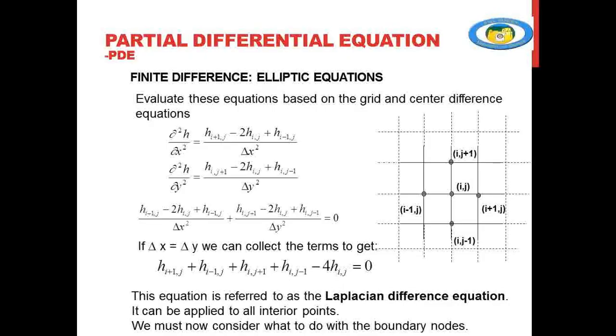And for simplicity, if you assume delta x and delta y to be the same, it will just give you this Laplacian difference equation. So 5 nodes are involved here, so we typically call this the 5-point equation of the Laplacian difference equation.